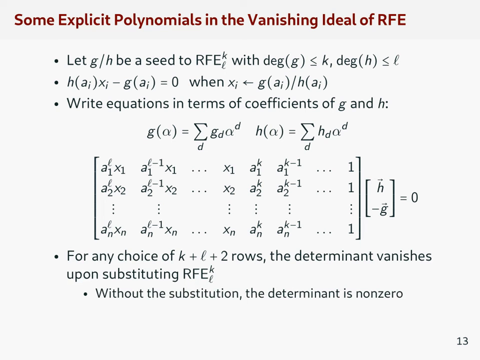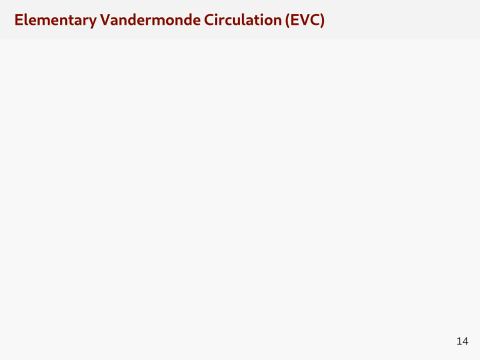Meanwhile, the determinant that you get without the substitution is non-zero. And so this polynomial, the determinant without the substitution, must be a non-zero polynomial in the vanishing ideal. So these polynomials are important. We'll give them the name elementary Vandermonde circulation.